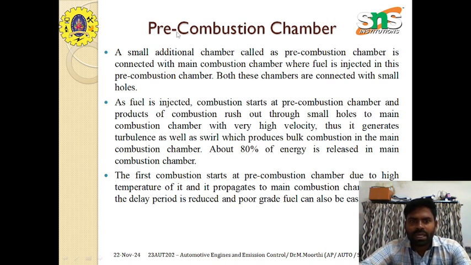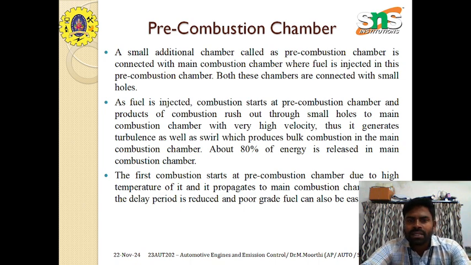Next is the pre combustion chamber. A small additional combustion chamber, called the pre combustion chamber, is connected with the main combustion chamber, and the fuel is injected into this pre combustion chamber. Both combustion chambers are connected with a small hole. The fuel injected in the pre combustion chamber is then fed into the main combustion chamber. As fuel is injected, combustion starts in the pre combustion chamber, and then the products of combustion rush out through the small hole at the bottom of the pre combustion chamber.